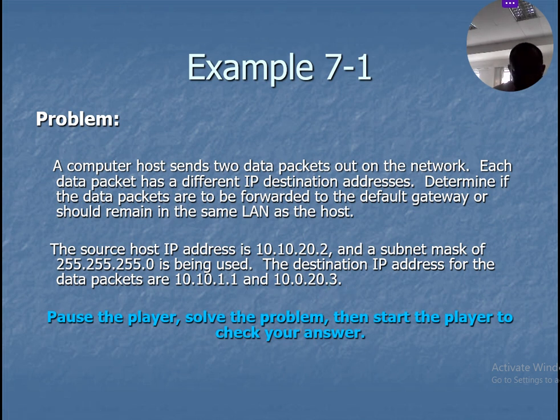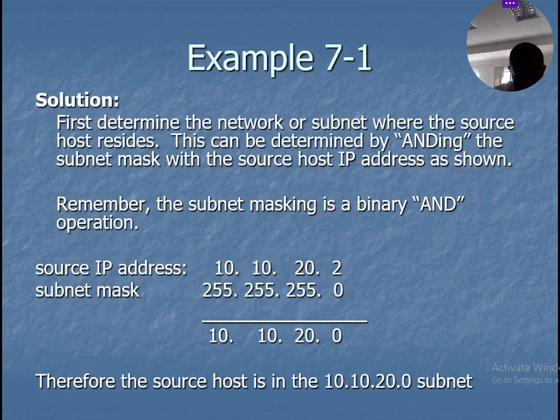We first have to solve for the source host before we do the destination, and see whether the data packet we are about to forward goes to a computer on the same local area network, or is forwarded to a computer on another local area network in another location. First of all, the source IP address we write down is 10.10.20.2. Then we AND it with the subnet mask using AND gate logic.